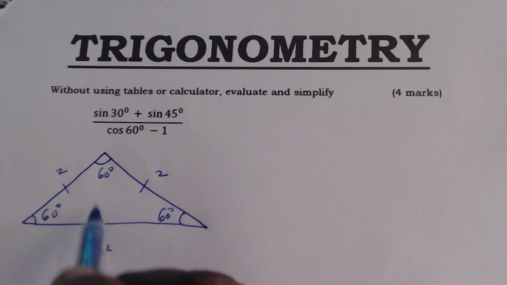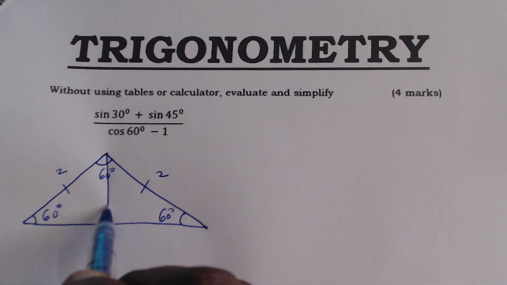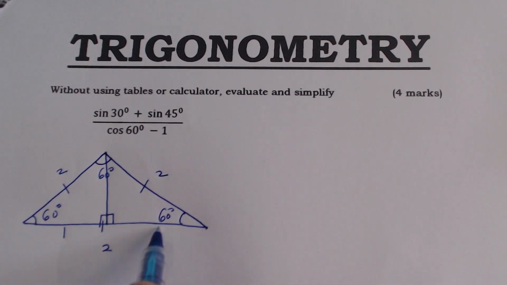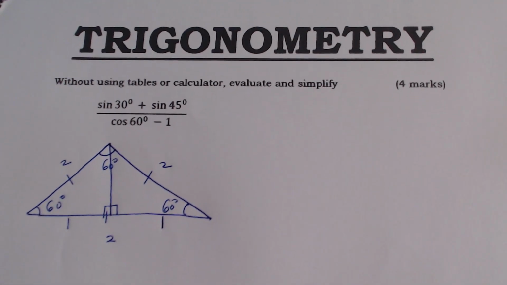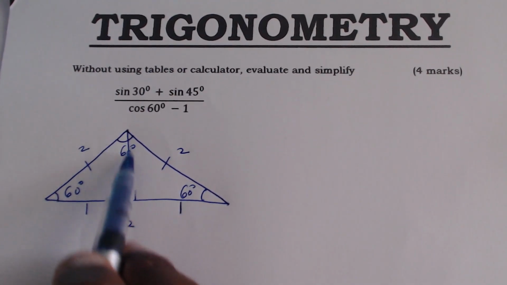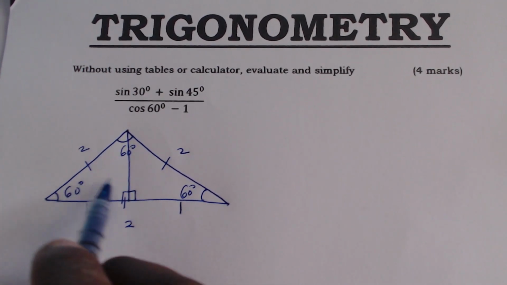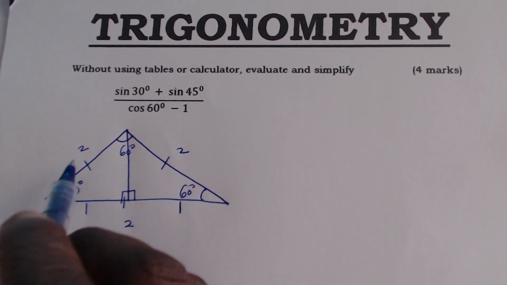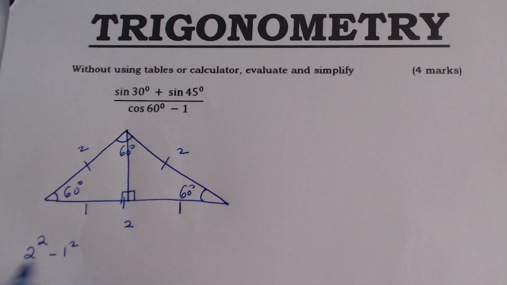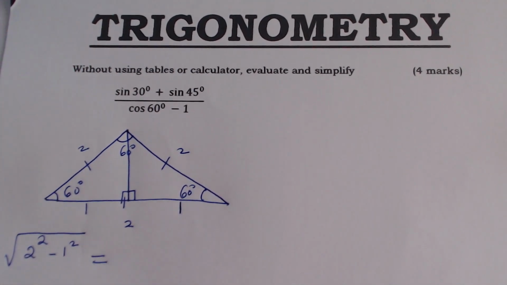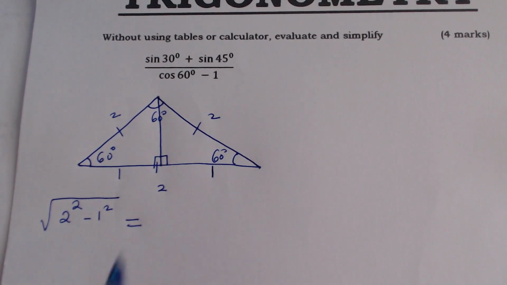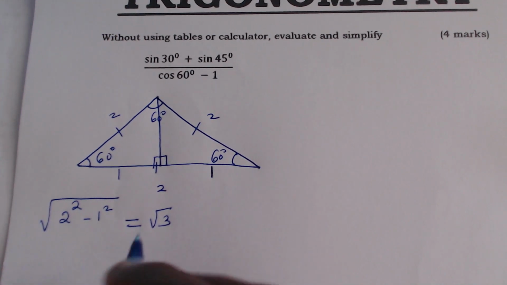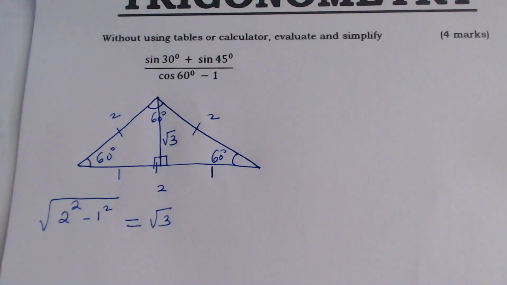What you're going to do is drop a perpendicular from this point. It will bisect this base into 2, so you'll have this side as 1 and this side as 1. Then use the Pythagoras theorem to calculate this height, using either triangle. The height is the square root of 2 squared, hypotenuse squared, minus the base squared. That is the square root of 4 subtract 1, so the height will be root of 3.